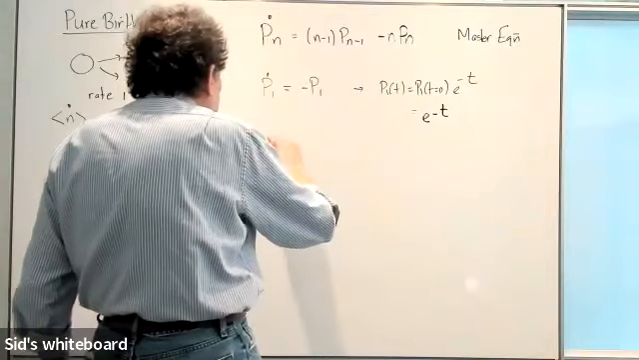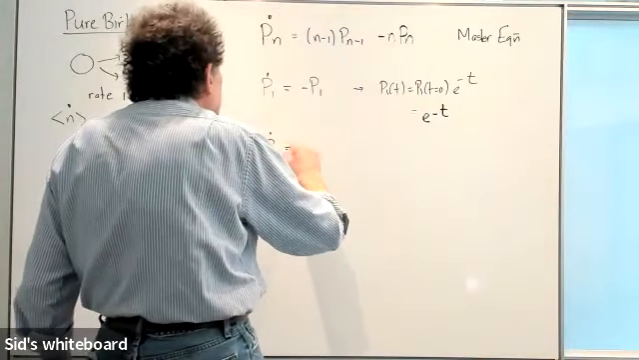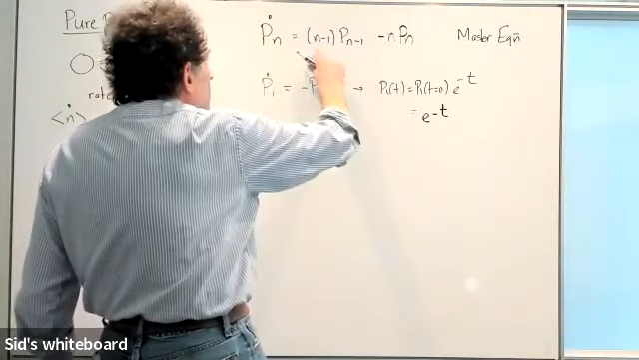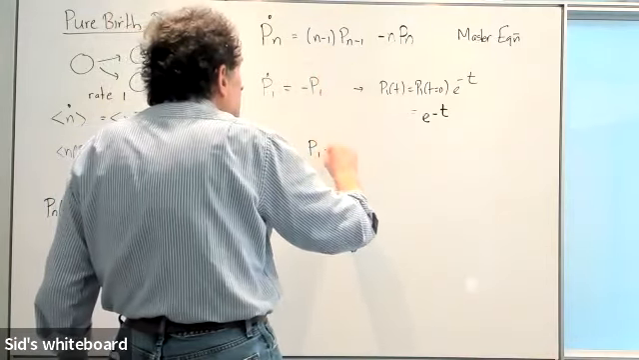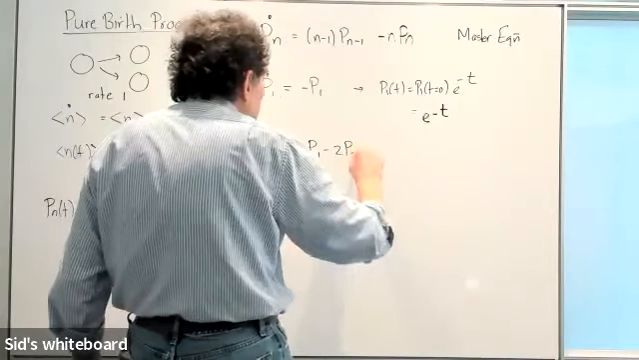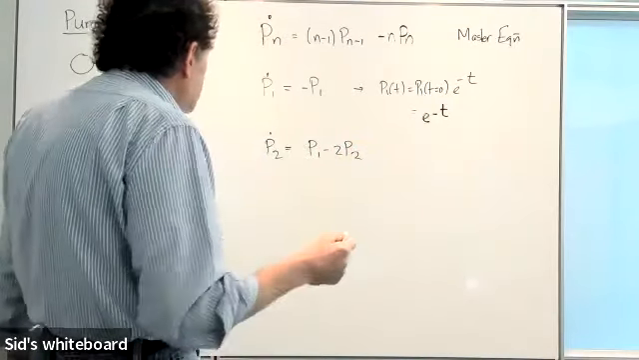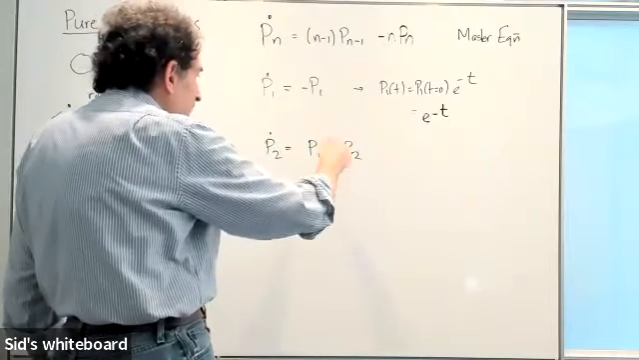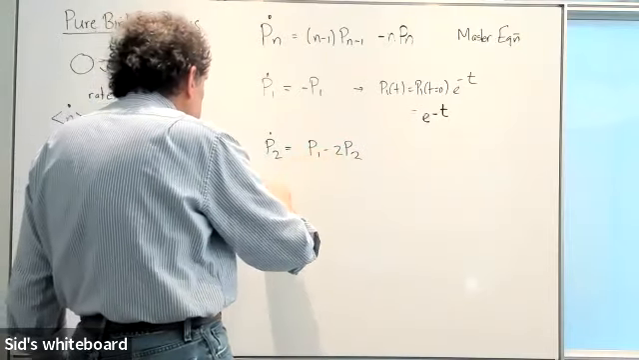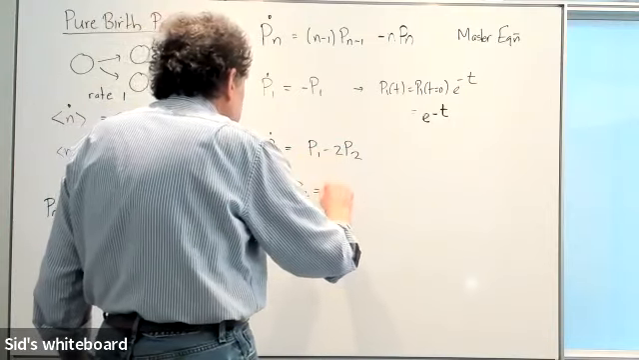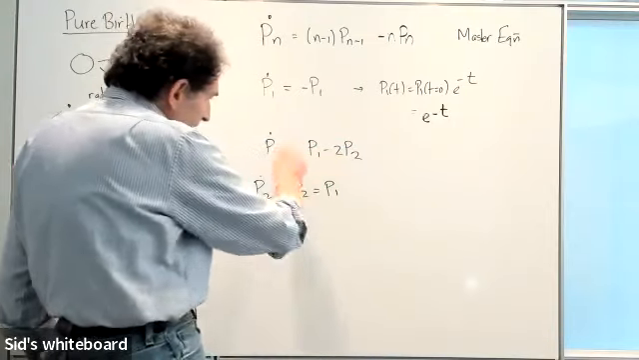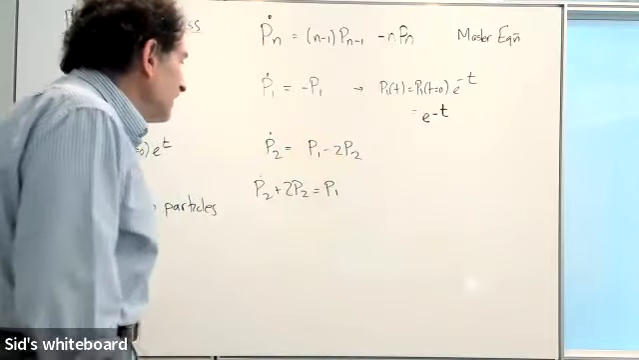So this is equal to e to the minus t. And then I can solve for P2 dot. Let's write out that one. So P2 dot: there's 2 minus 1, so that's 1 P1. So that's P1 minus 2 P2. And this is just basic differential equation technique to solve. So I can write this as P2 dot plus 2 P2 equals P1. And then here I can multiply by an integrating factor e to the 2t.